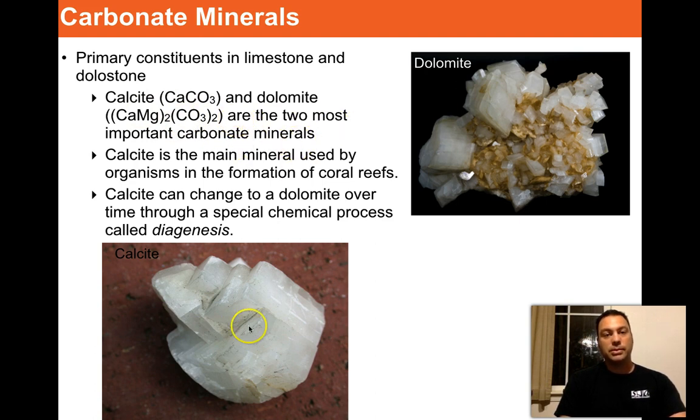So here they are. Here's calcite. Here's dolomite. They look pretty similar, but the composition is pretty different. Calcite is the main mineral used by organisms in the formation of coral reefs. Calcite, now this is important, calcite can change to a dolomite over time through a special chemical process called diagenesis.